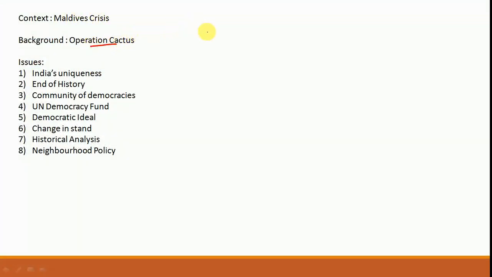This was a code name for India's military intervention in Maldives in the year 1988, following an attempted coup against the then government of President Maumoon Abdul Gayoom. So in 1988, in the past, India has interfered in the politics of Maldives. So a question is being raised as to whether India should intervene or not.